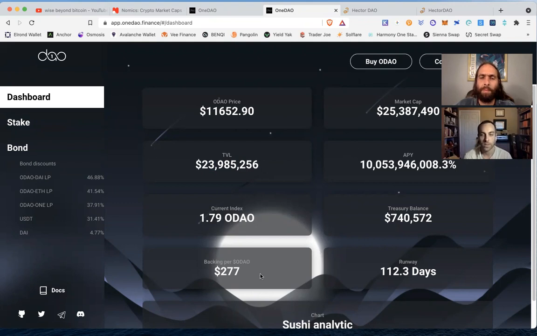So that's essentially the price floor. You can basically know that if there was a big run and the treasury's balance was liquidated, that would be the floor of where the price would be able to go, and it probably wouldn't fall below that. And then you look at market cap, roughly 25 million. And then APY, this is where things get a little interesting. I believe that's 10 billion, if I'm not mistaken. And so that's just amazing. So you can stake your ODAO and earn those crazy APYs.